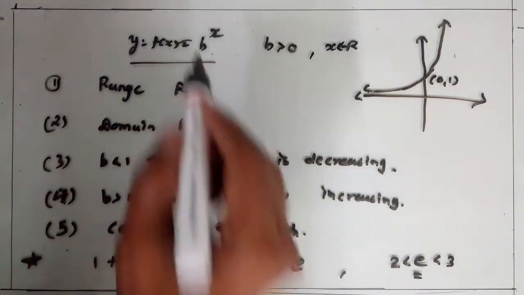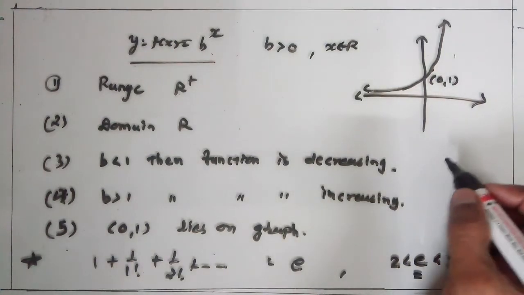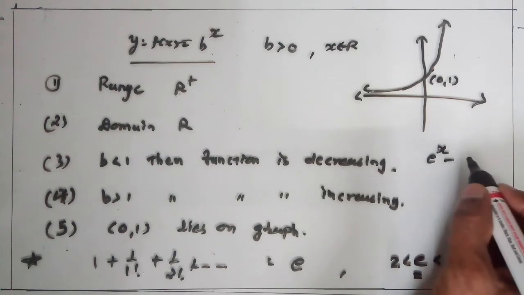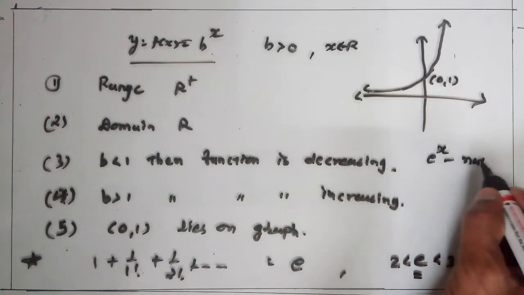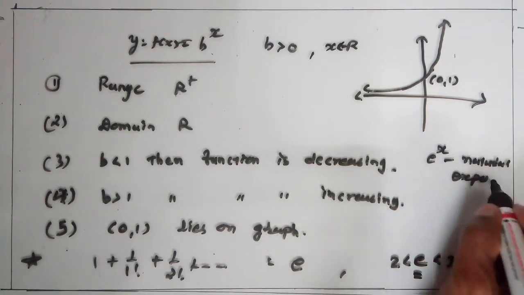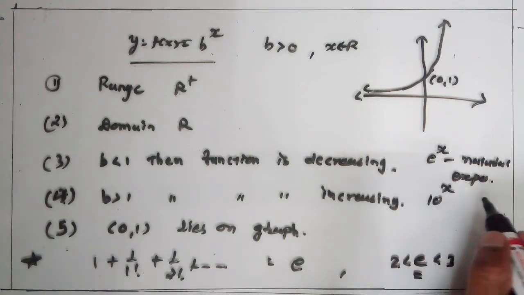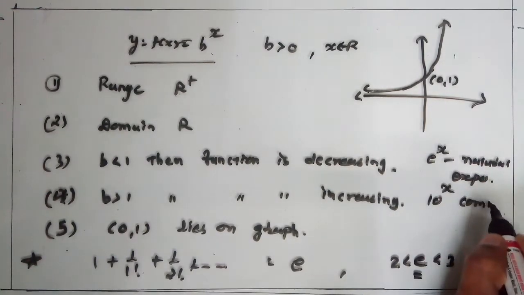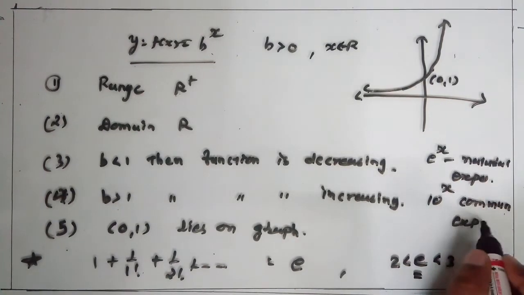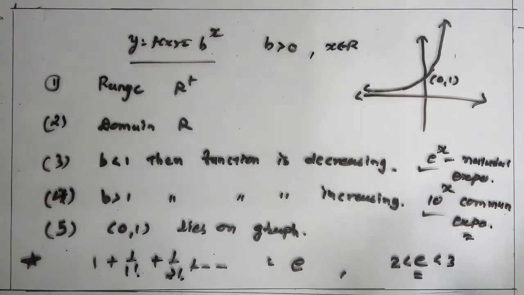An exponential function with base e is called the natural exponential. e^x is called a natural exponential, and an exponential with base 10 is called a common exponential. Clear? So remember this: natural exponential and common exponential.